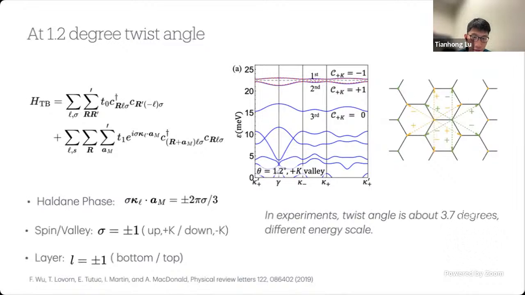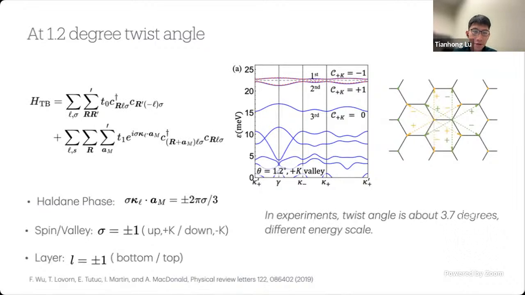So the layer indices are actually transformed into the sublattice indices in the Haldane model. As you can see in these MoTe bands, they can fit this model pretty well to the DFT calculations. The slight issue is that in experiments, the twist angle is about 3.7 degrees. That's quite a different energy scale.